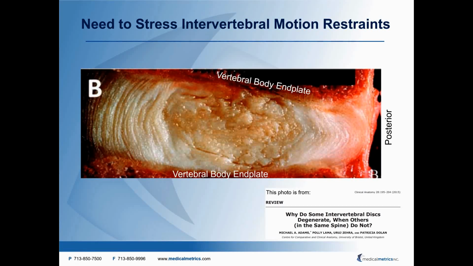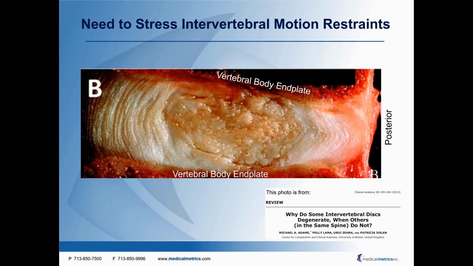Similarly, it is necessary to stress the spine enough so that, if the intervertebral motion restraints are competent, the restraint can be detected from flexion-extension radiographs. This is a photograph of the mid-sagittal plane of a human lumbar intervertebral disc. Note the disc layers spanning across the disc space from one vertebral end plate to the other. It is easy to appreciate that in the neutral position, the disc fibers are not in tension and are not providing much restraint to flexion rotation.